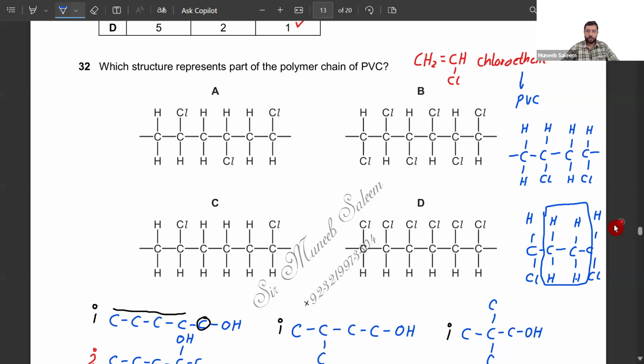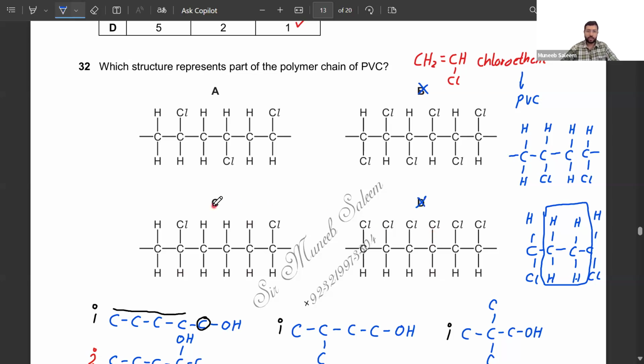Now, if you check option B, then option B has chlorine atoms connected on every carbon atom. Now, that is not possible because the chlorine atoms can only come on alternate positions. This carbon has chlorine, and after skipping this carbon, the other chlorine comes on that carbon. So there is an alternate position for the chlorine. So option B is ruled out. Then we check option number D. It again shows the same thing, that chlorine atoms are present on every carbon atom, so it is also wrong.